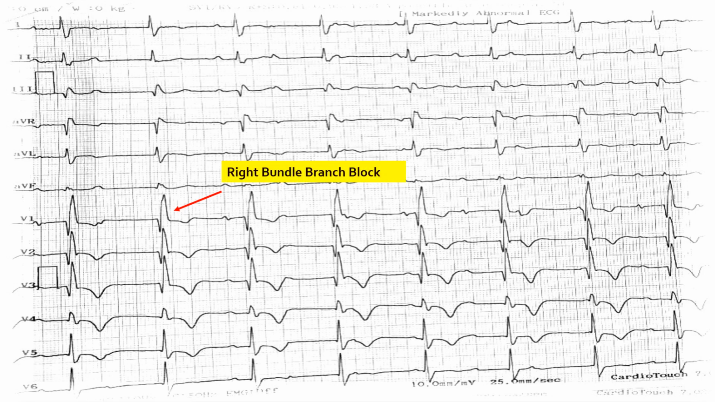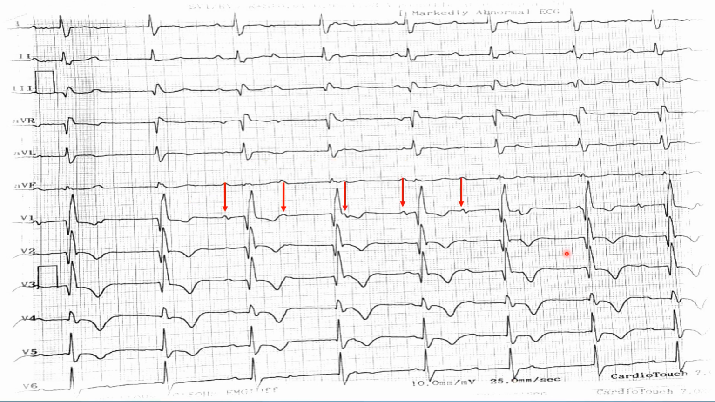The reason is that there is a QR pattern along with an increased width of more than 120 milliseconds of the QRS complexes, and there is a delayed upstroke of the S wave in lead V6. So all these findings are correlating well with right bundle branch block. Now this doesn't end over here. We have to also see some other things.